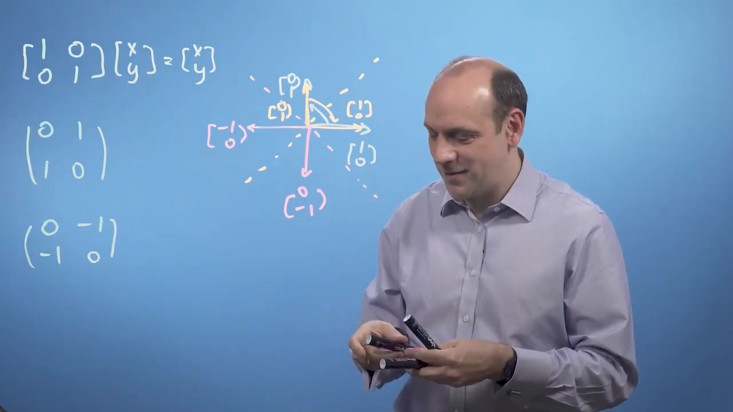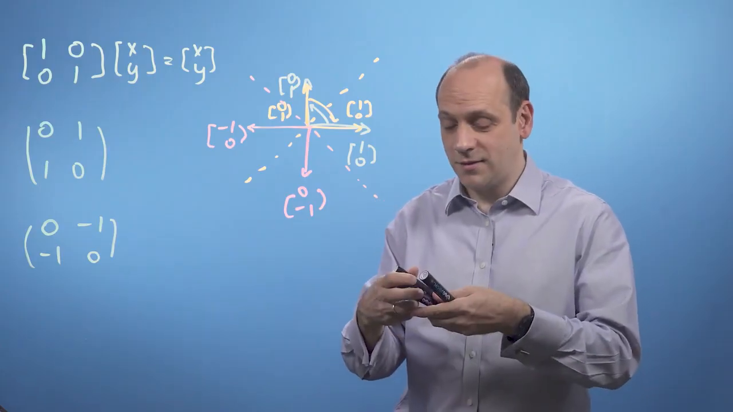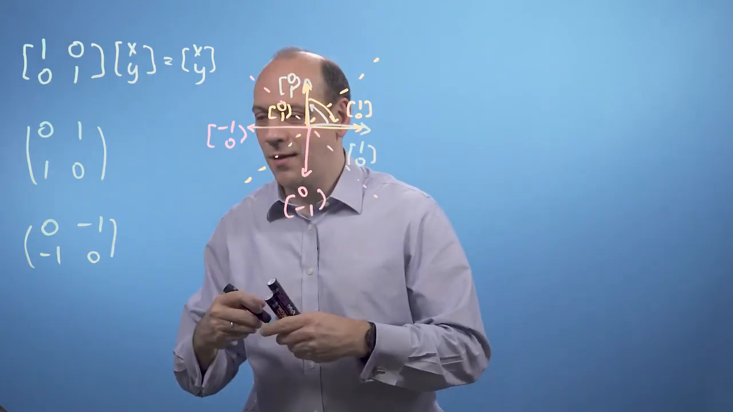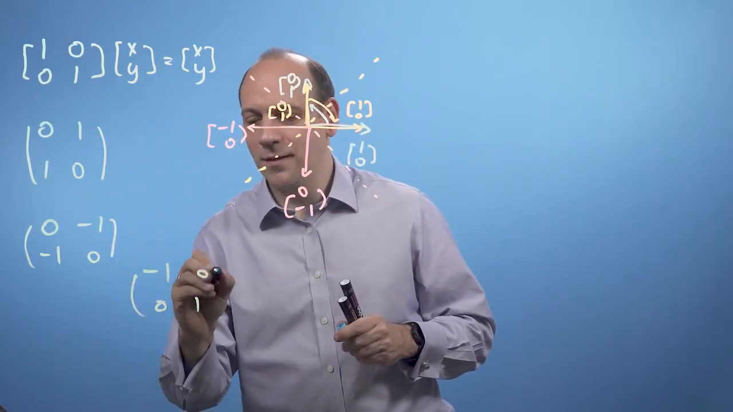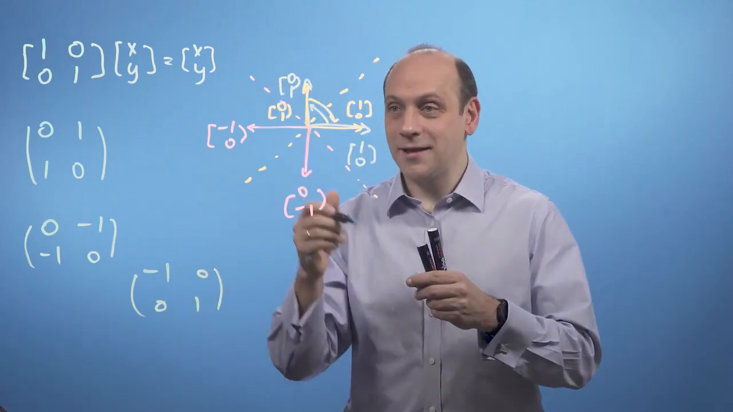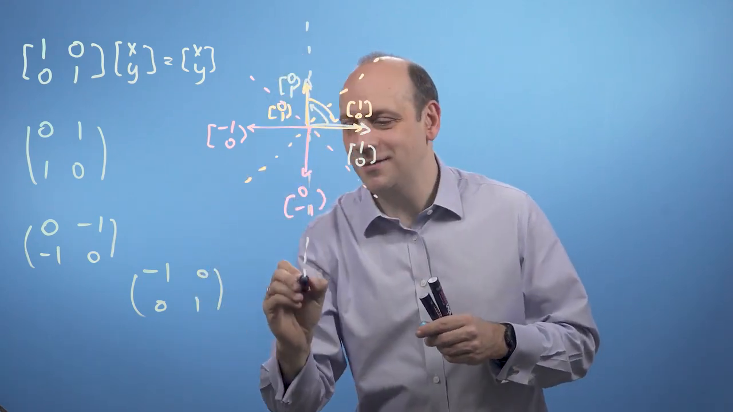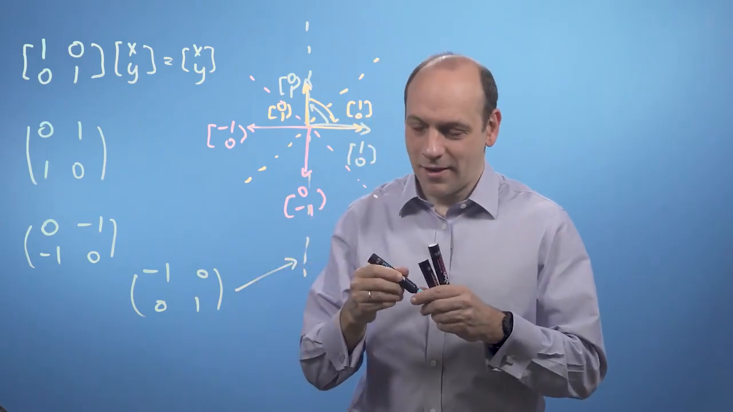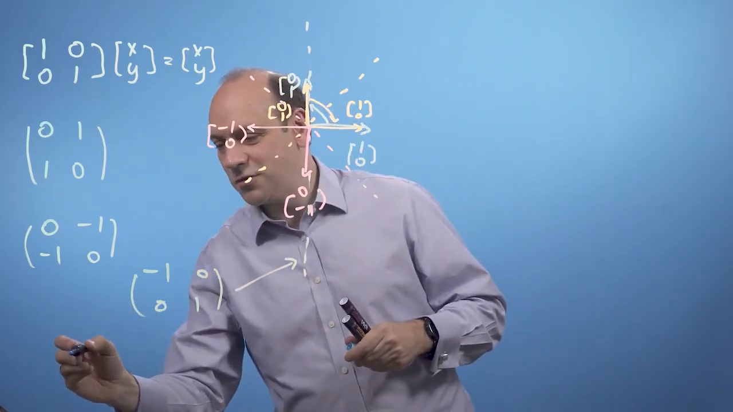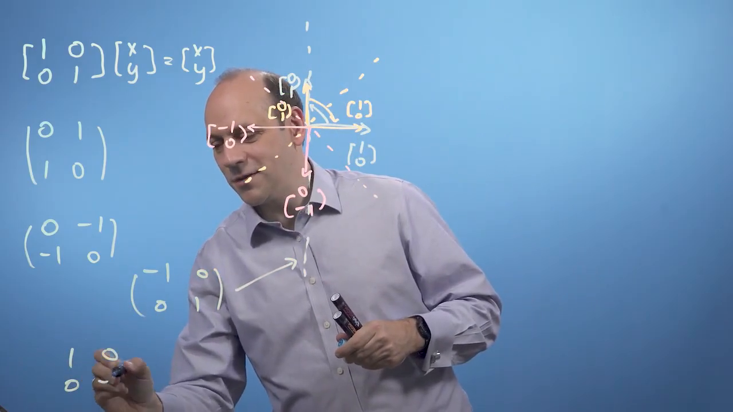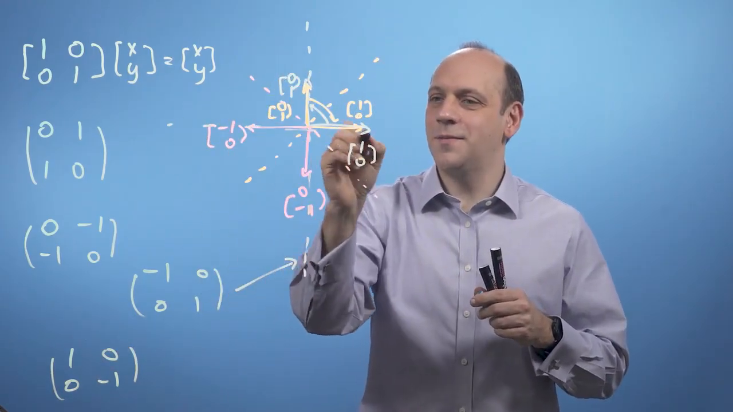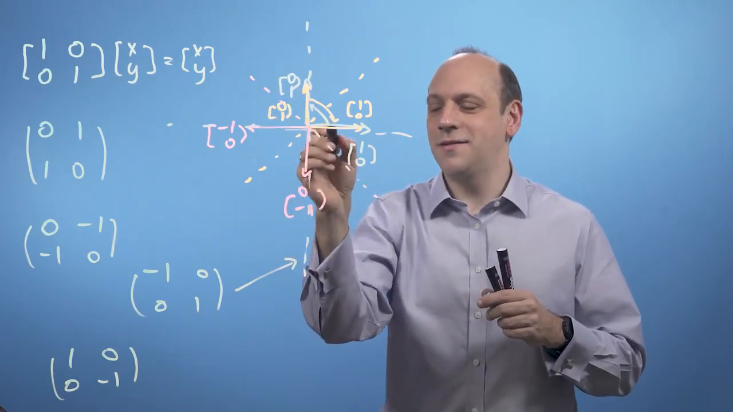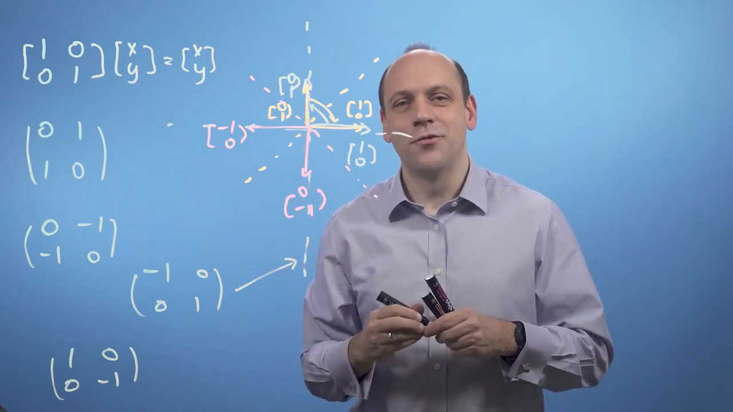And just for completeness, I can think of another two mirrors, and they would be -1, 0, 0, 1. And that flips the x-axis. That's like a vertical mirror. That's that guy. And I can have another one which would be 1, 0, 0, minus 1, and that flips the horizontal axis. That flips this guy down but leaves this guy unchanged. So those are all my mirrors.